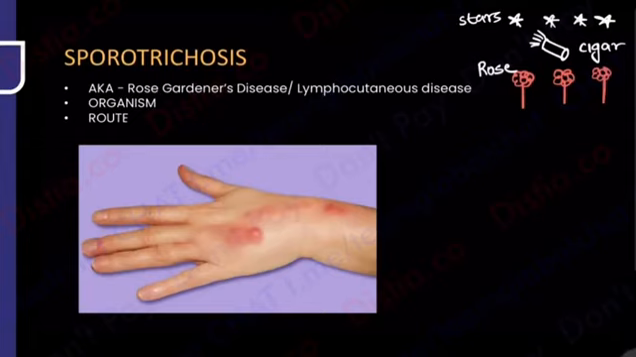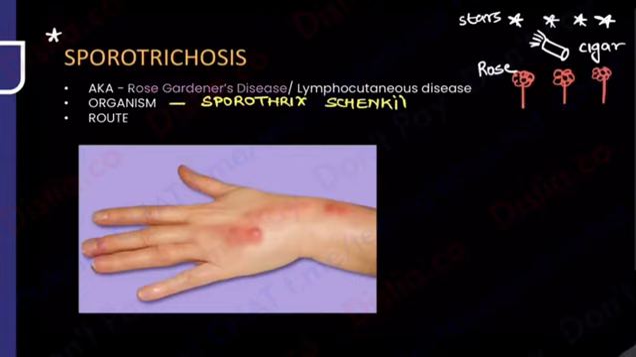Sporotrichosis is living the good life. Be extremely jealous of sporotrichosis. Now let's start. Which organism am I talking about? Sporotrichosis will tell me that I am talking about Sporothrix schenckii. Next, what is the other name?